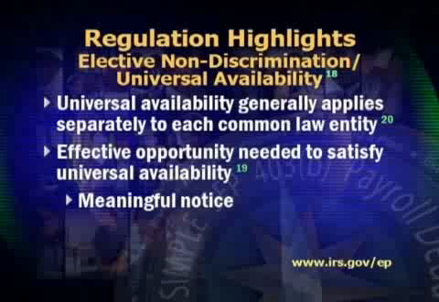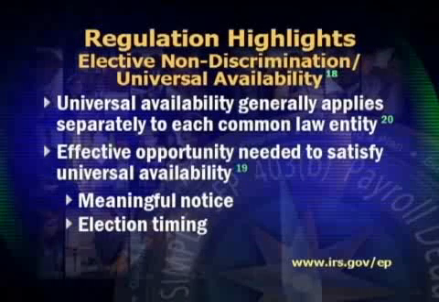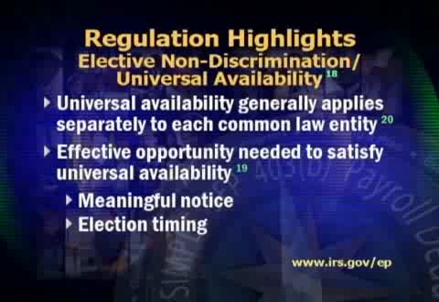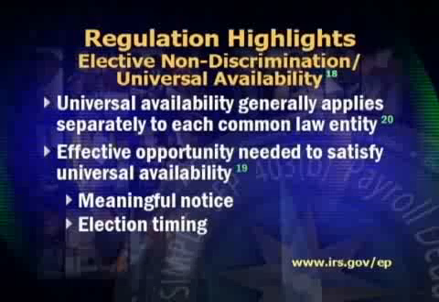Also, to satisfy universal availability, we deal with the election timing. Individuals have to know and be given the right as to when to enter into a salary reduction agreement and how many times during the year or when during that year they can alter that agreement to accommodate, for example, differences in desired reduction of their salary. So such items as meaningful notice and election timing are discussed in the regulation as being part and parcel of the universal availability requirement. Is there anything else needed to satisfy universal availability?